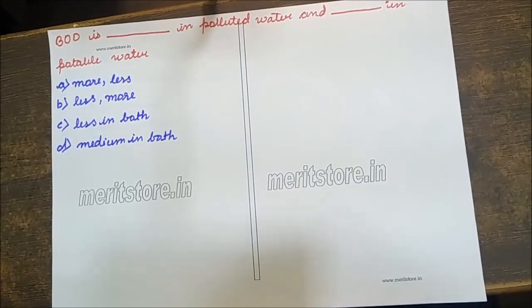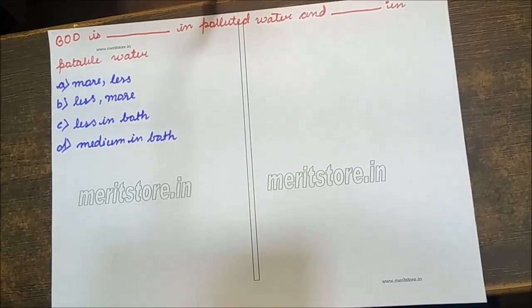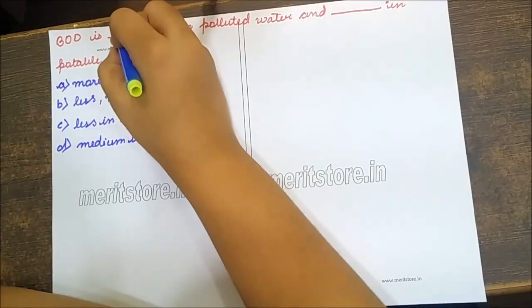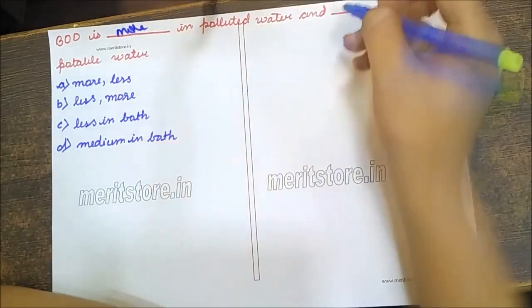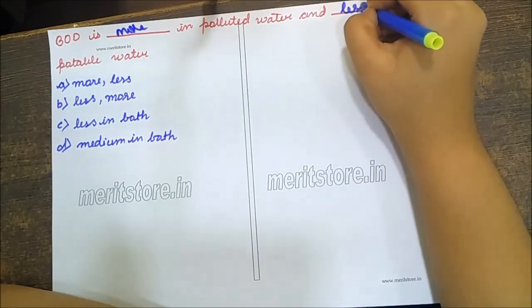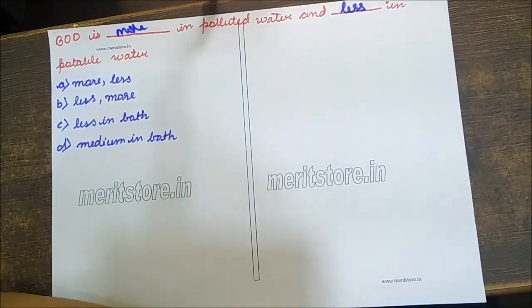And the next question is: BOD is dash in polluted water and dash in potable water. Options are more, less; more, less in both; or medium in both. And the right answer is BOD is more in polluted water and less in potable water. And let's know how.